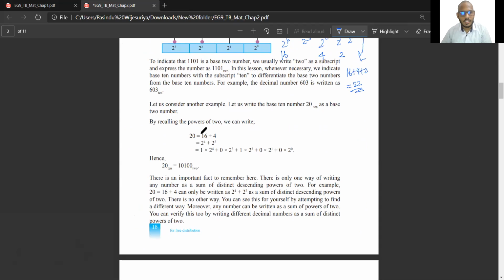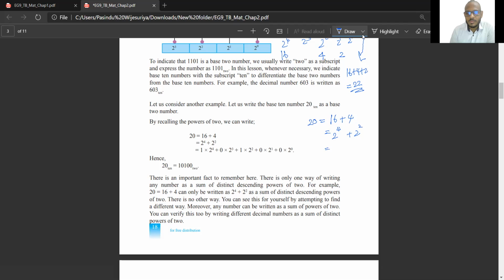Yes, same. That is exactly what they have chosen here. So they have given the number 20 and how you convert it to decimal. So if you get the number 20, you can write it as 16 plus 4. 16 is 2 to the power 4, and this is 2 to the power 2.